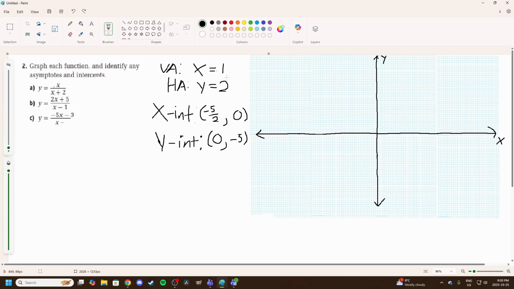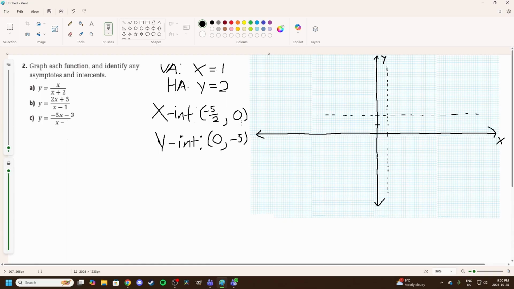So let's start graphing. Let's do our vertical asymptote, which is when x is equal to 1, right? So just draw a dotted line. Helps us mark it. You don't have to do this, but it helps me remember what my vertical asymptote is. And our horizontal asymptote is when y is equal to 2. Okay, so let's do that.